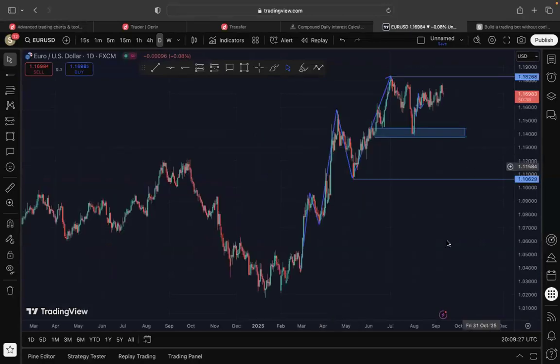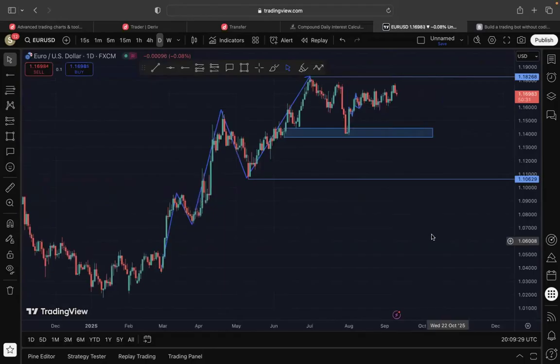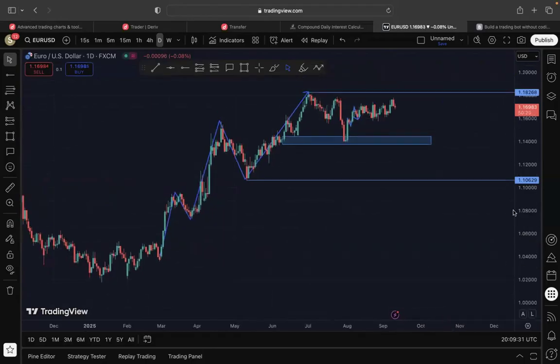Now look at this. As you can see, I've already drawn out my point of interest here. It's something I always do. Look at this: higher high, higher low, higher high, higher low, higher high, like this. And it has not given me a break of structure or a change of character. So this here is my point of interest. See, I always mark that out. And look at this level.